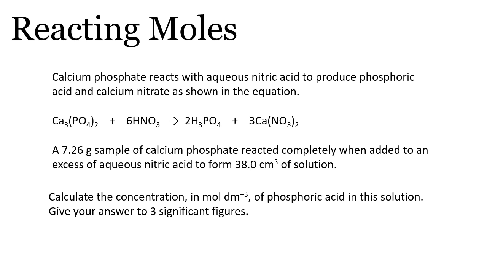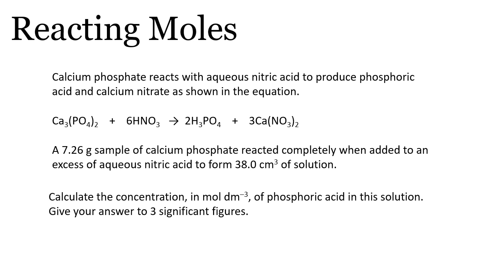So we've got calcium phosphate reacting with nitric acid to produce phosphoric acid and calcium nitrate as shown in the equation below. That top sentence and the equation say exactly the same thing. They've been nice, they've balanced the equation for you. So that top bit is just saying what's going on. It's important, make sure you read it, but it basically says the same as the chemical equation.